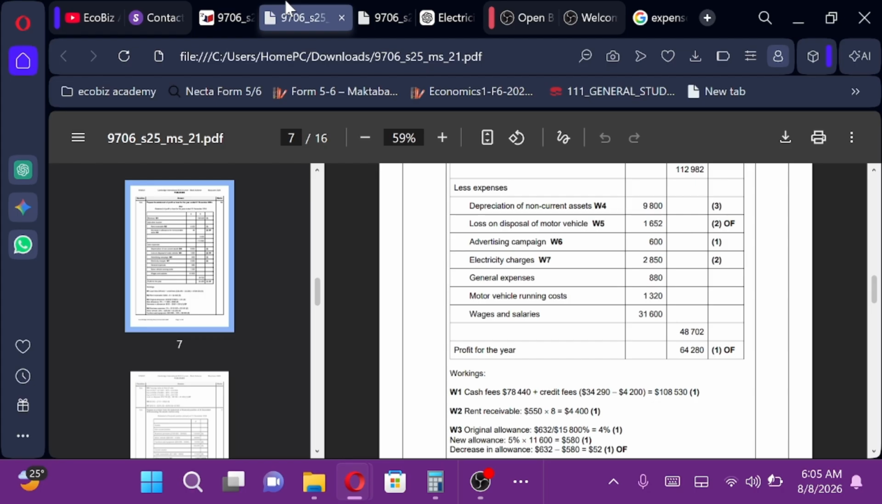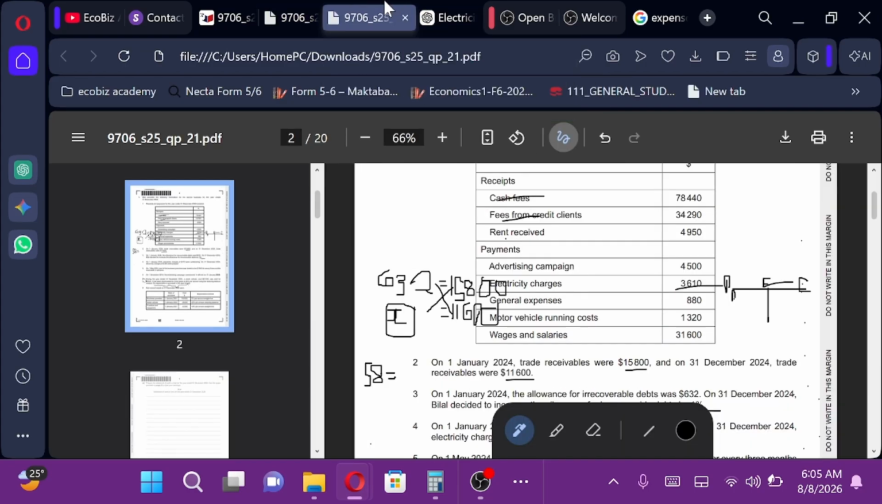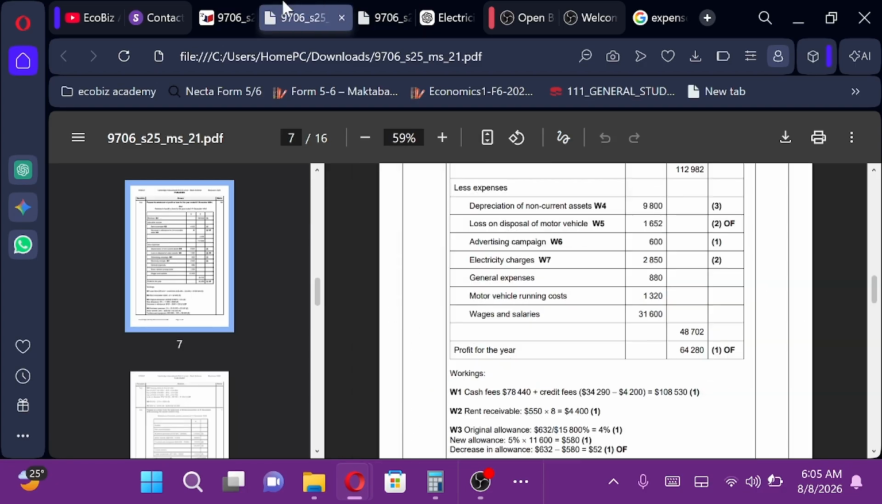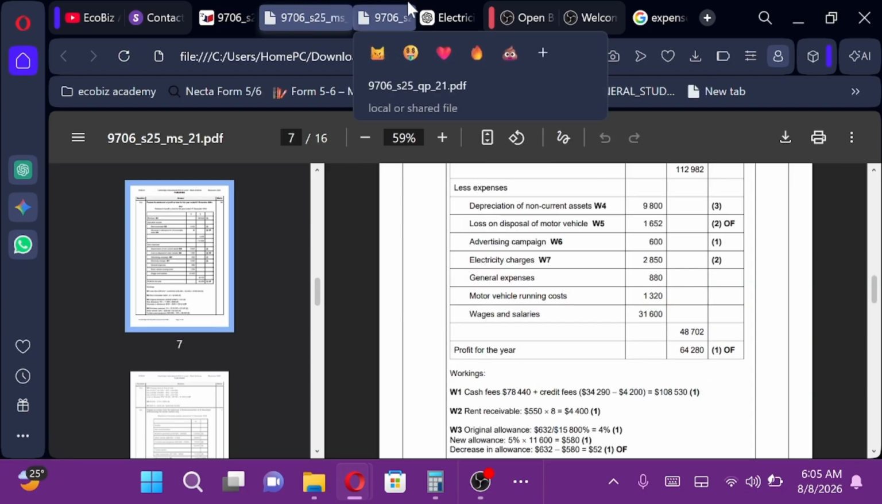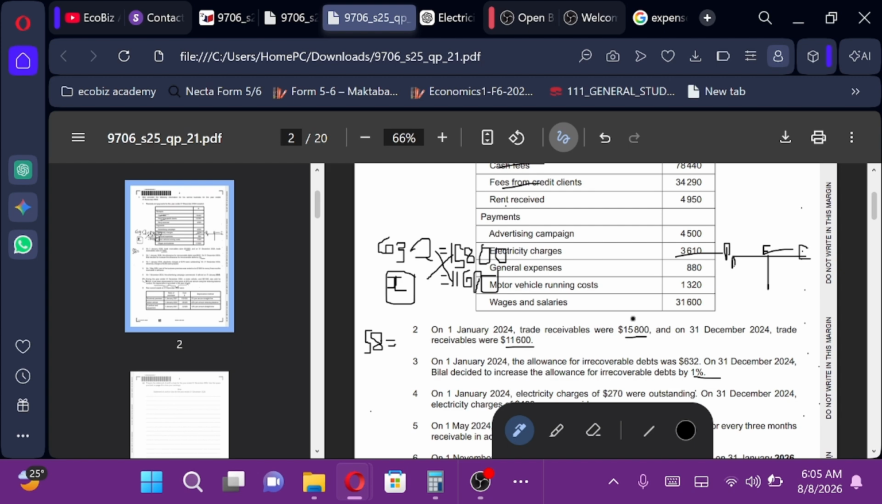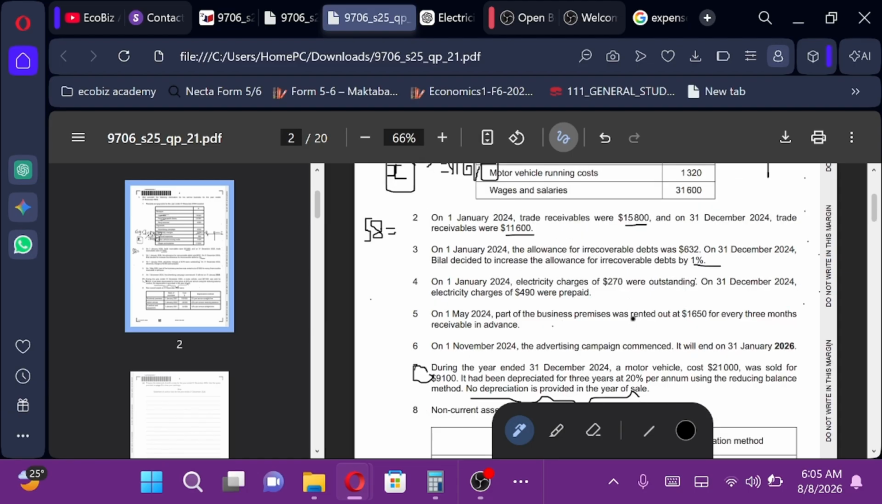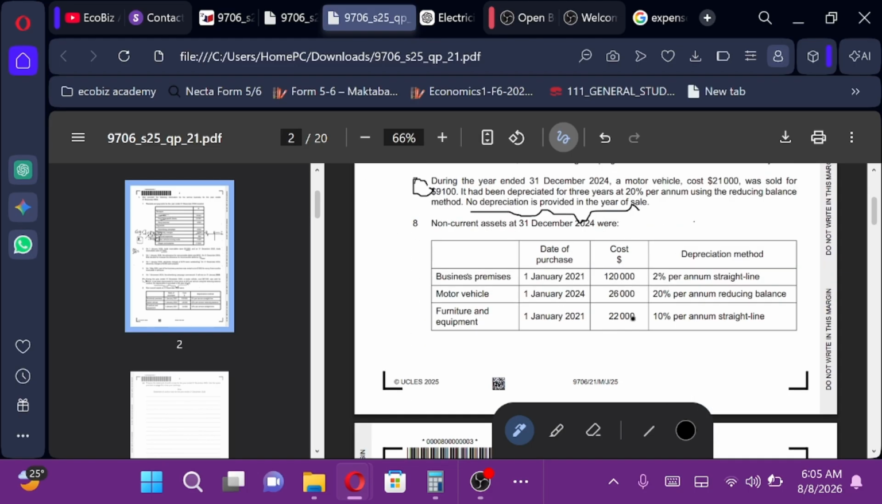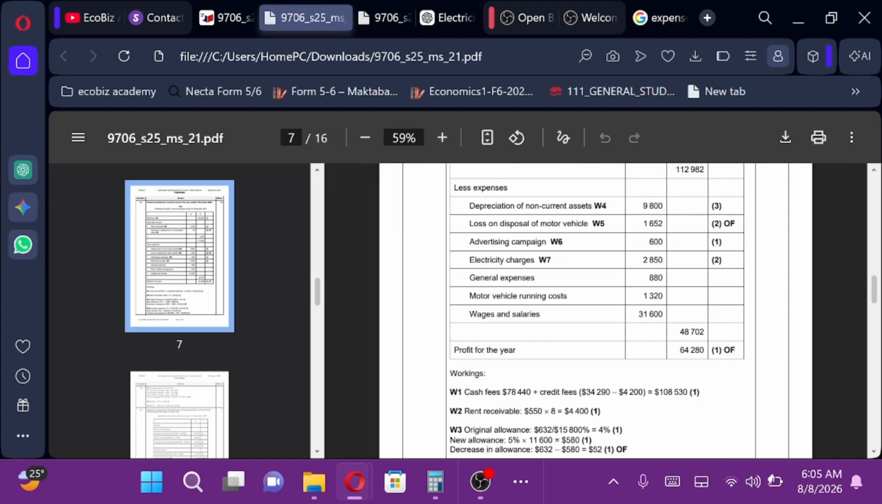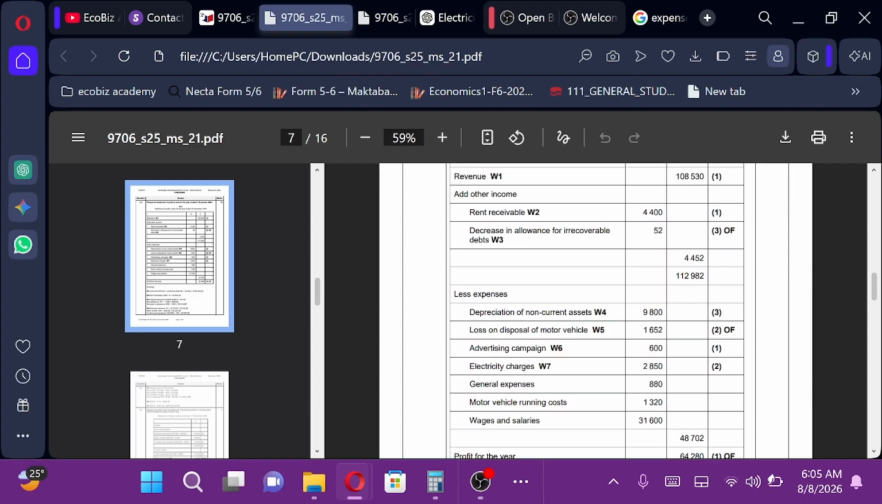So I'm pretty sure you'd have understood that. Okay, so we can look in the marking scheme. We see here that they put it just as it is. Same with the other ones. Motor vehicle running costs, we put it as it is. And wages and salary, we also put it as it is, because we've checked here and we see no other additional information provided. So that's basically it for the income statement.